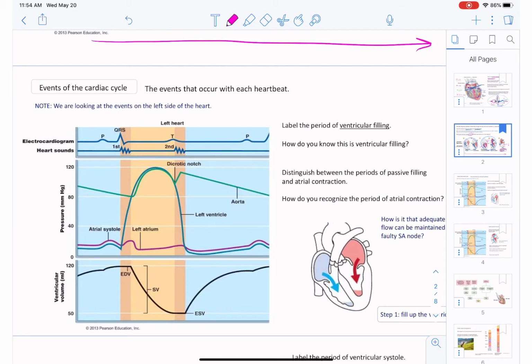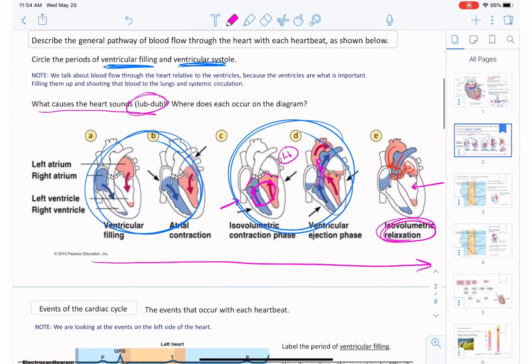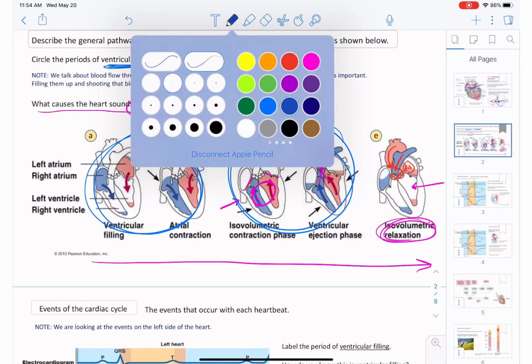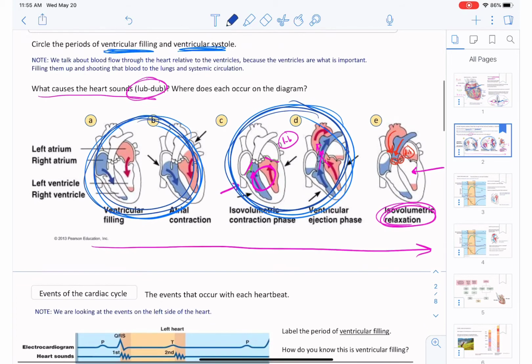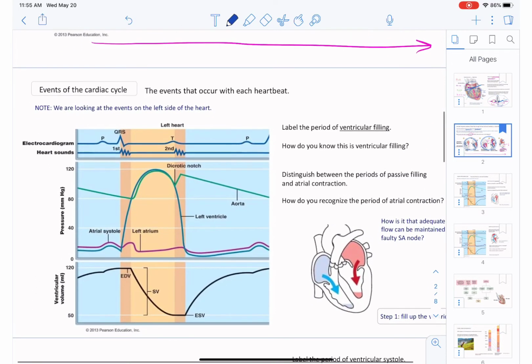All right, so what I want to do is break these events down into periods of ventricular filling and ventricular systole. In this upper diagram that we just looked at, we identified periods of ventricular filling and periods of ventricular systole. And I want to use those same events to talk about the cardiac cycle in this figure. So let's start by identifying the period of ventricular filling.